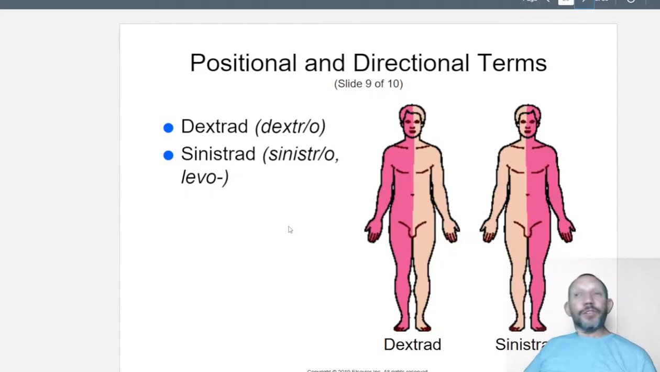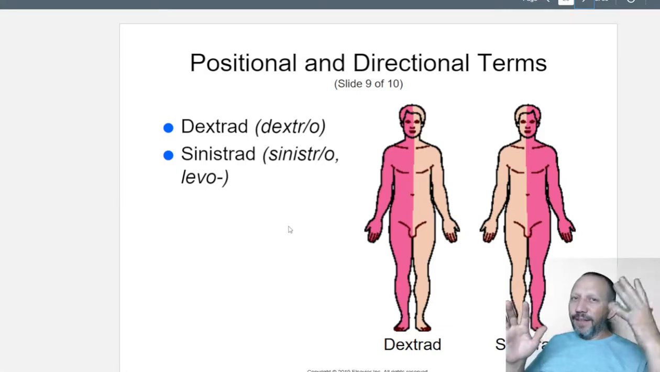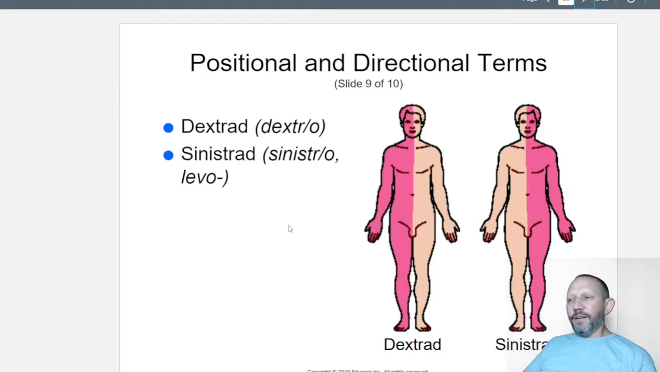Dextro and sinistro. So interesting one here. Positional dextro. So right and left. So we usually say dextro and levo now, but it used to be sinister because it was considered the bad side. The left side was the bad side. For some reason, it's just that's old tradition. We don't say it anymore because there's left-handed people. And they're not bad. They just write with their left hand.